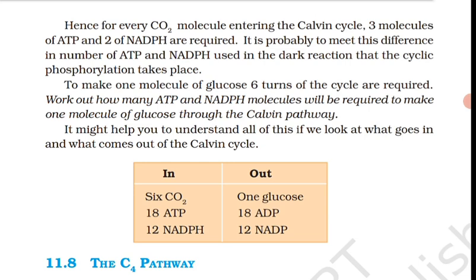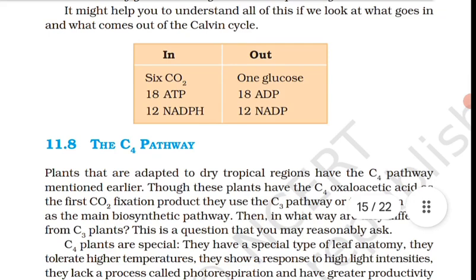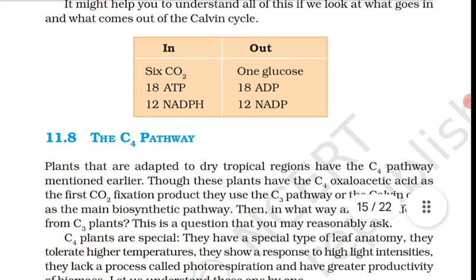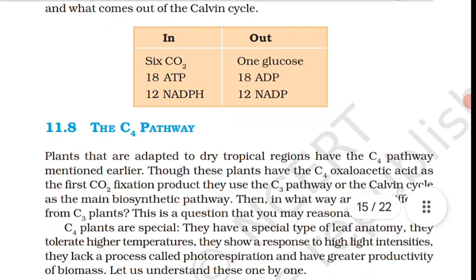Then in what way are they different from C3 plants? This is a question that you may reasonably ask. C4 plants are special. They have a special type of leaf anatomy. They tolerate high temperatures. They show a response to high light intensity. They lack a process called photorespiration and have greater productivity of biomass.